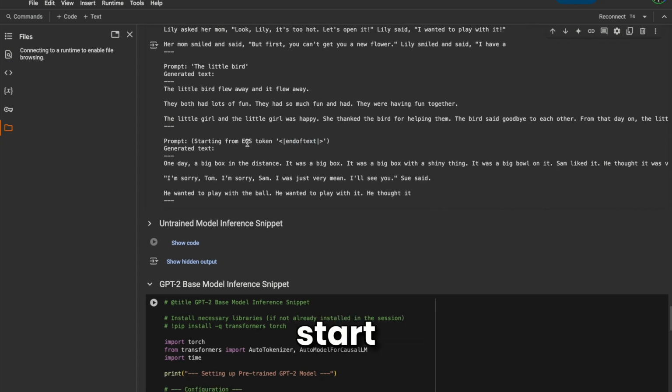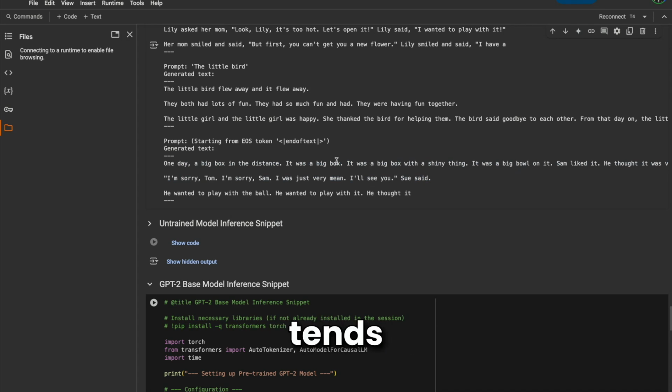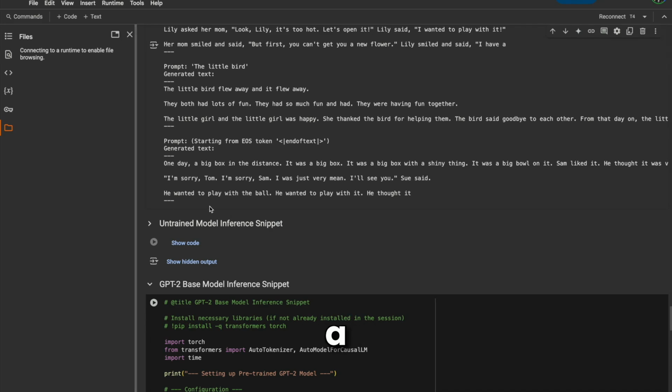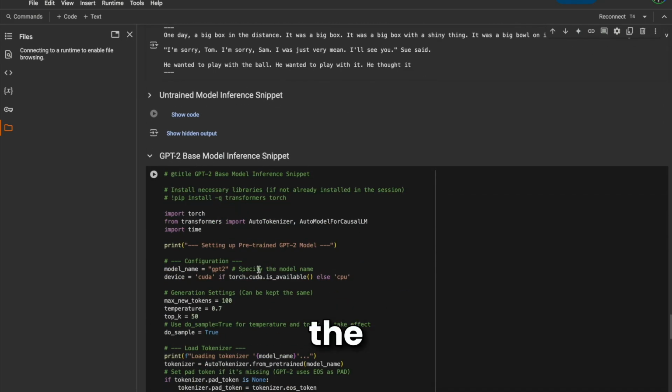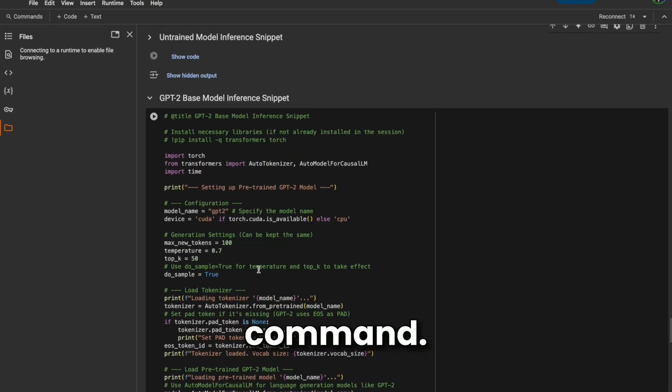If we start with an EOF token, or end of sentence token, then it starts something from one day, a big box in the distance. It was a big box. It was a big box, shiny box. And if the model is too small, sometimes it tends to repeat a lot as well. But at least we can see it generates two, three perfectly fine sentences, which at least look like the start of a story.